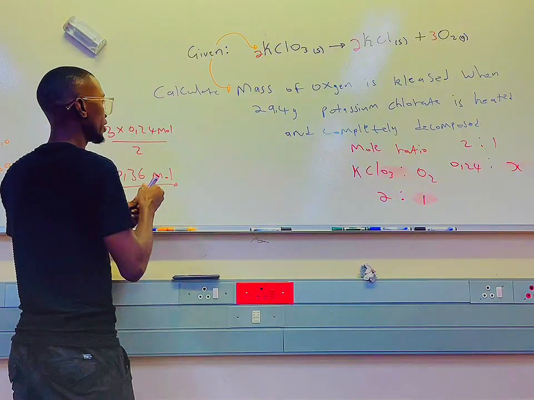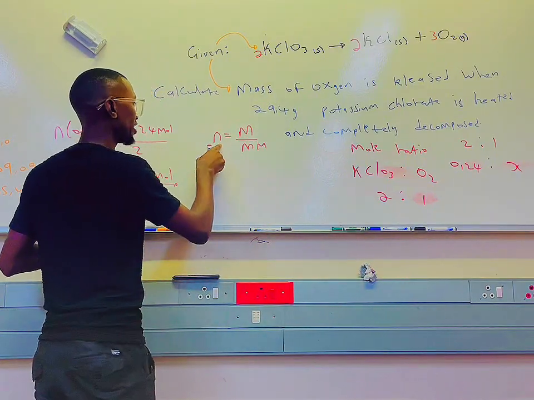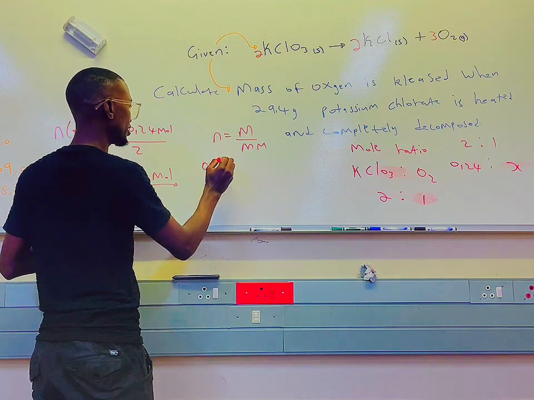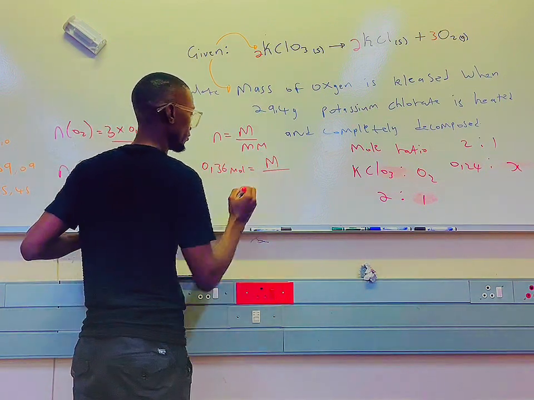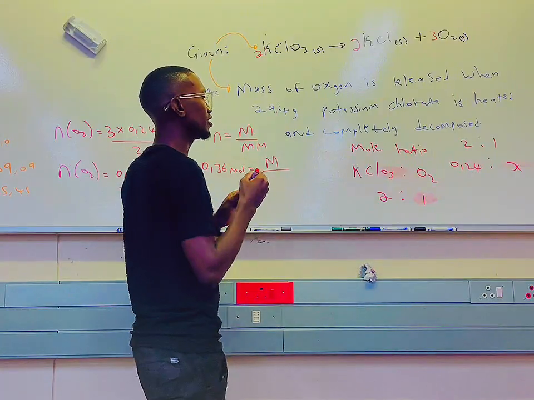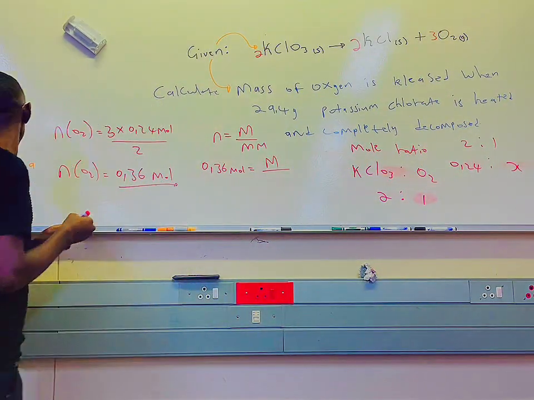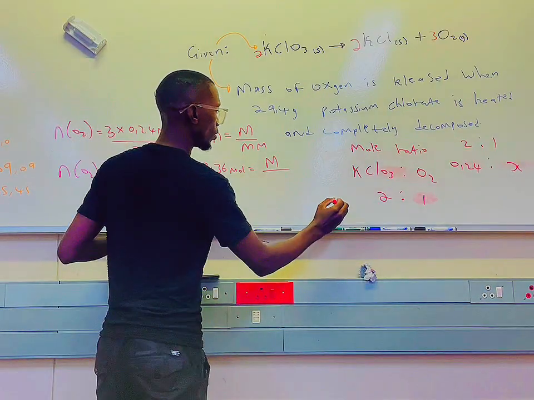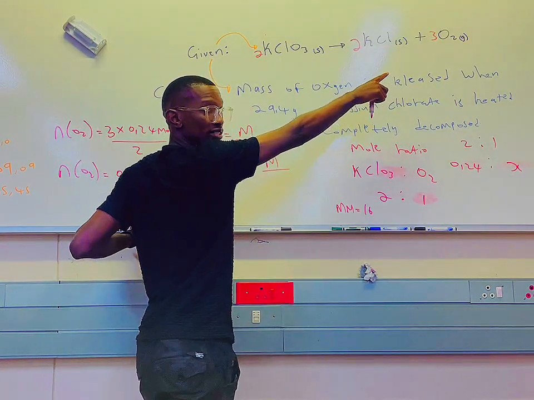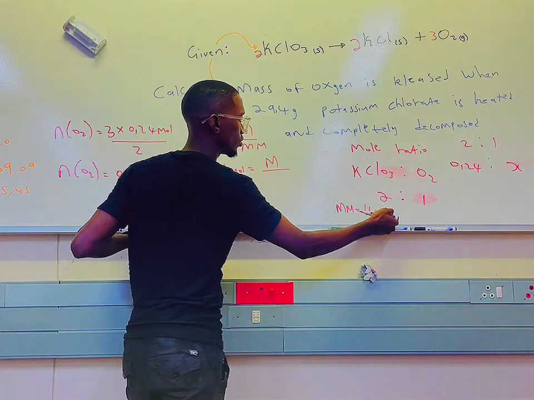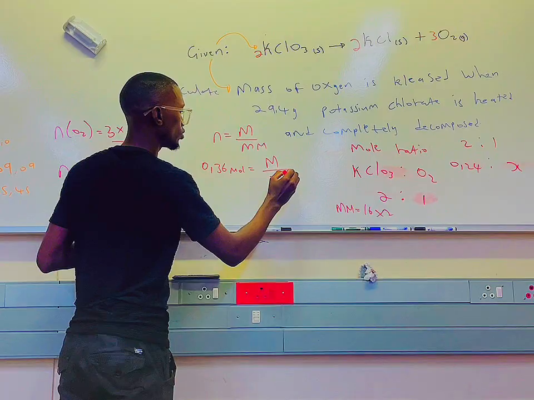Okay, so we're going to have n equals the mass over the molar mass. My number of moles is 0.36 mole, equals the mass. I don't know you, I'm looking for you. Who's my molar mass? We're looking for oxygen, right? So the molar mass of oxygen is 16, right? Since we have 2 oxygen atoms there, you're going to say 16 times 2, which I believe is going to give us 32. So we're going to have 32 grams per mole.